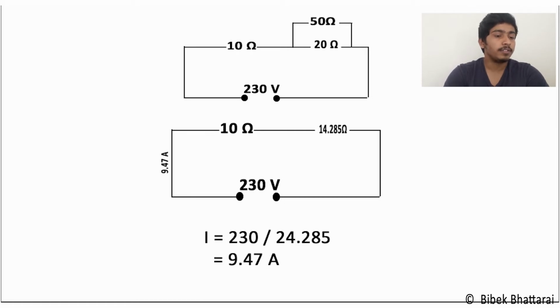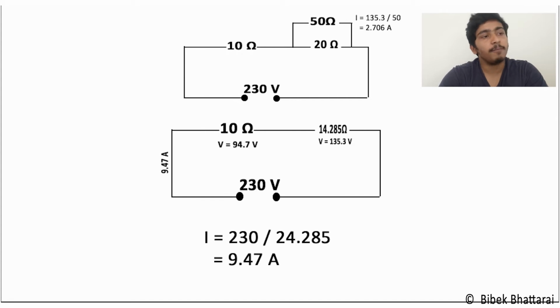And if I want to find out the voltage across our load and across our earthing conductor, that would be 94.7 volts and 135.3 volts respectively. I did it by using Ohm's law. So if I want to find out the current across our earthing conductor, that would be 2.706 ampere across the 50 ohm resistor.